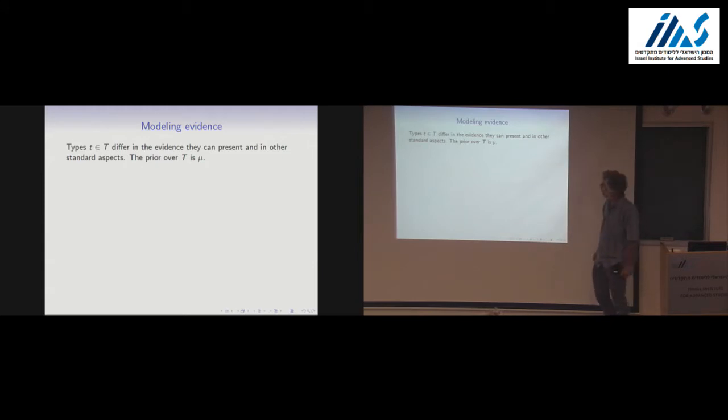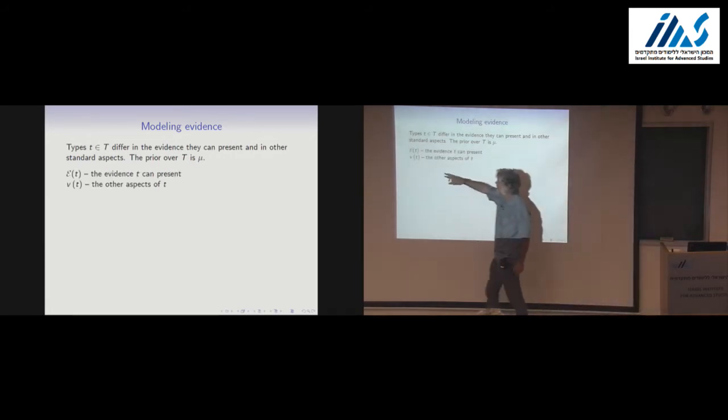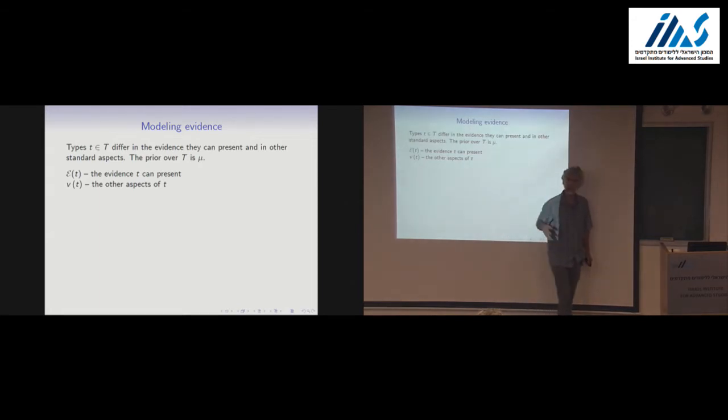And we're going to be using a notation of mu as a prior over the types. So E of t, or script E of t, will be the evidence that t can present, and V of t is what we usually think of, as all the usual aspects of a type.